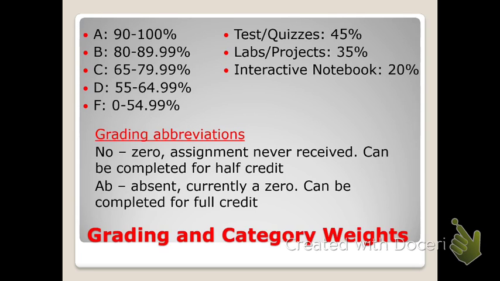So it's always a good idea, I think, to make sure that there are no zeros or missing homework assignments. And so you can see how I put the abbreviation. So if I don't have their assignment, I put a no. And then if they're absent, it's currently a 0. I put an AB, but it can be completed for full credit.